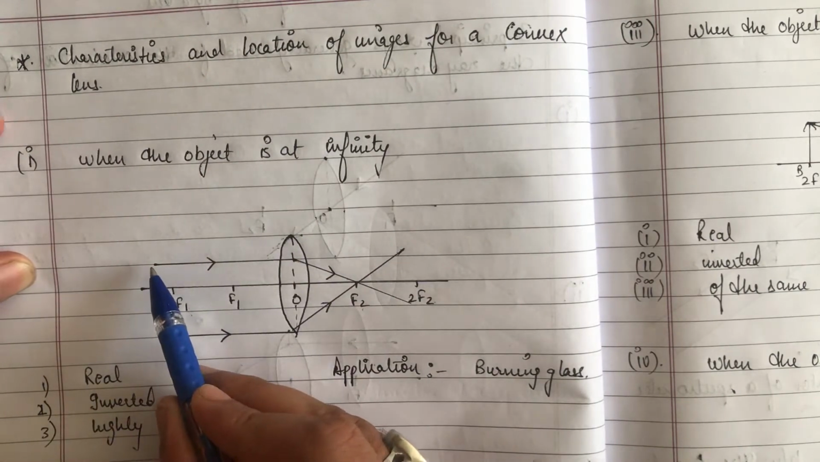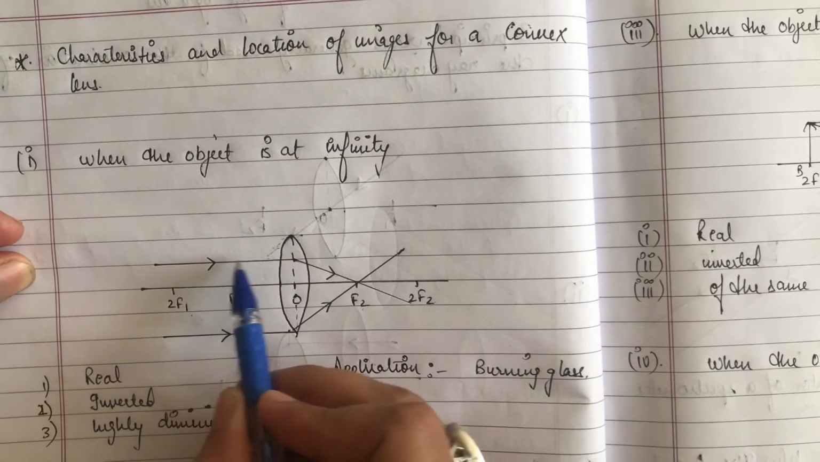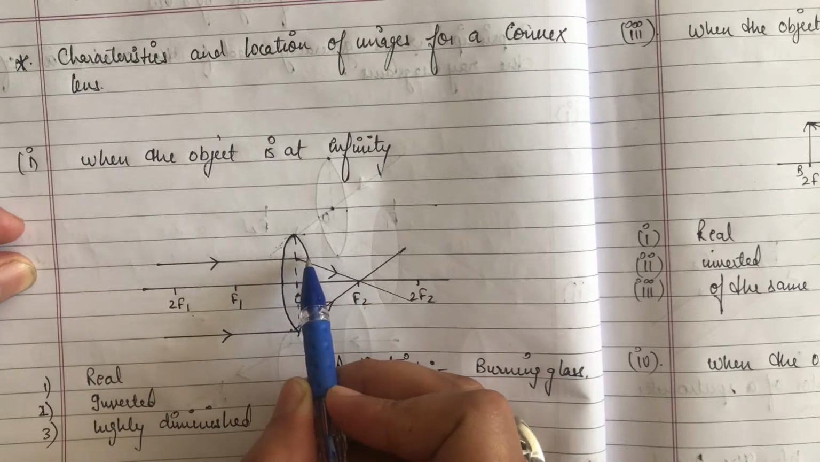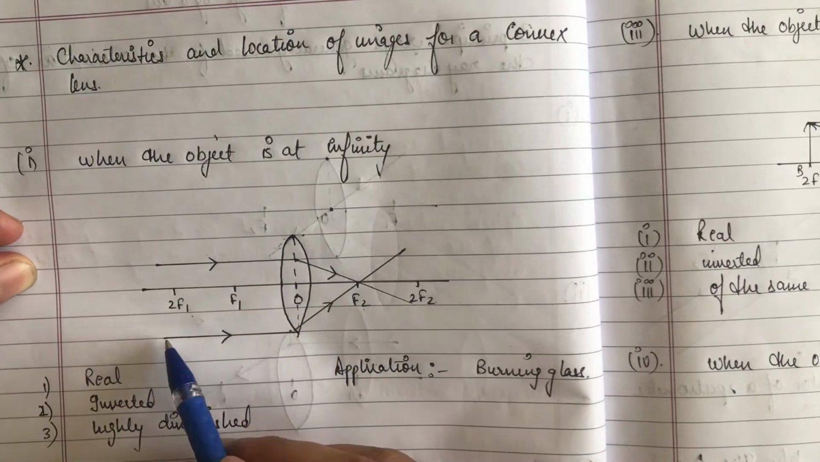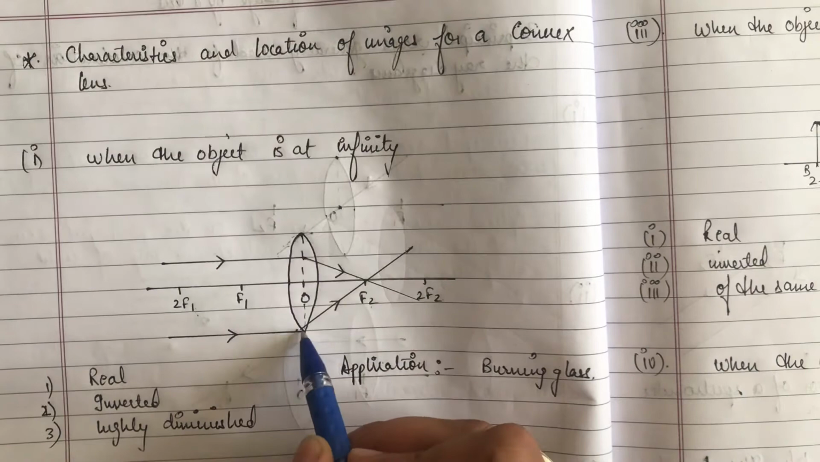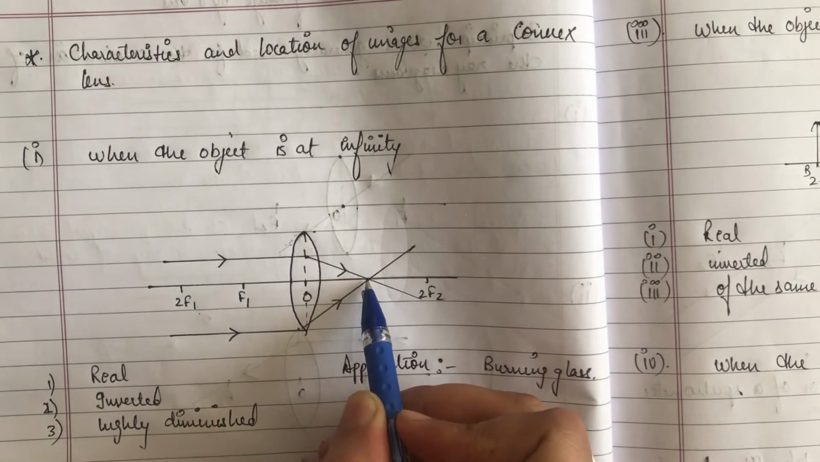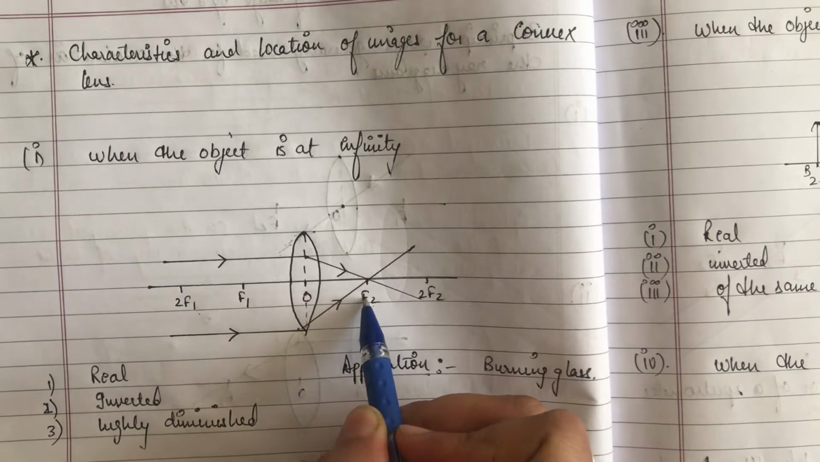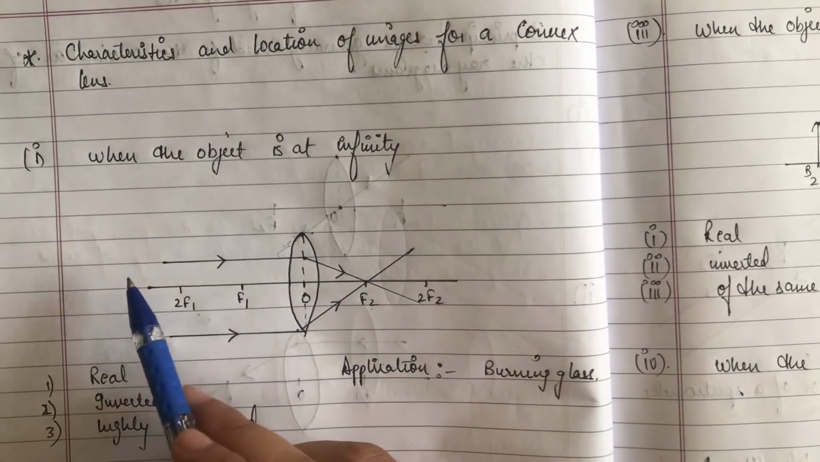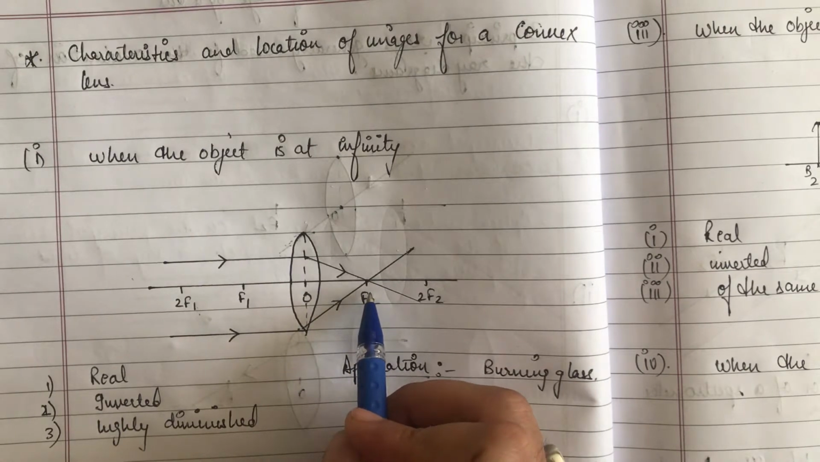The object is placed at infinity. The first ray of light, parallel to the principal axis, will pass through the focus. Another ray we have taken parallel to the principal axis also passes through the focus. We'll see that these rays meet at the focus, that is F2. So when an object is at infinity, the image will be formed at focus F2.